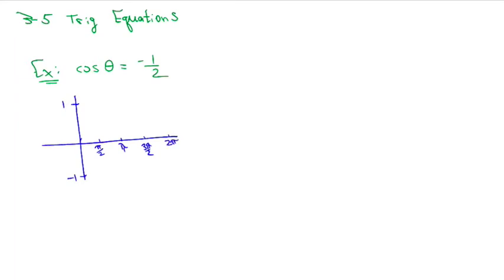Where's cosine start? High, low, middle. High. So cosine starts high, then it goes middle, then it goes low, back to middle, and ends up being high. And you get a nice curve that looks like this. And it goes on in both directions.